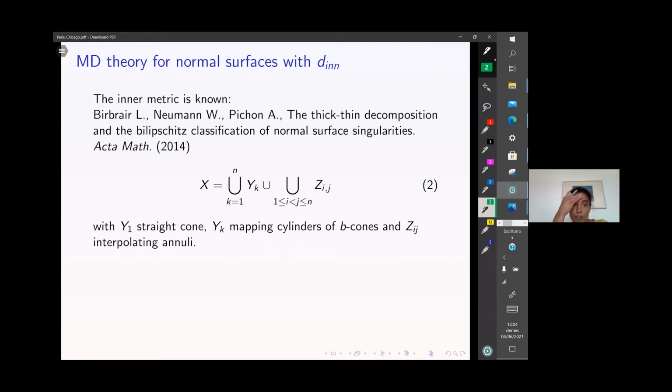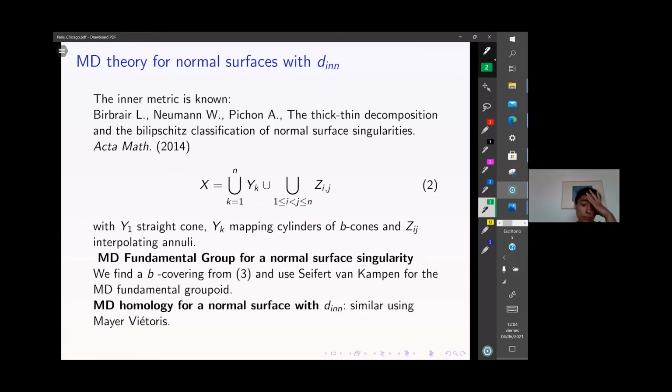For normal surfaces, we know the inner metric, we know this decomposition, and we compute the homology and the homotopy, the fundamental group, because we can obtain a good covering, as I told you, to apply, for example, the Seifert-Van Kampen theorem version for the moderately discontinuous groupoid, and we can take enough points to take a covering.